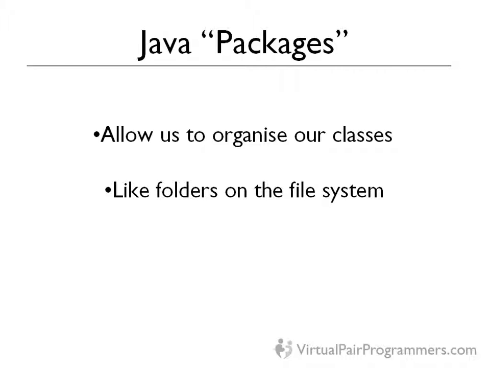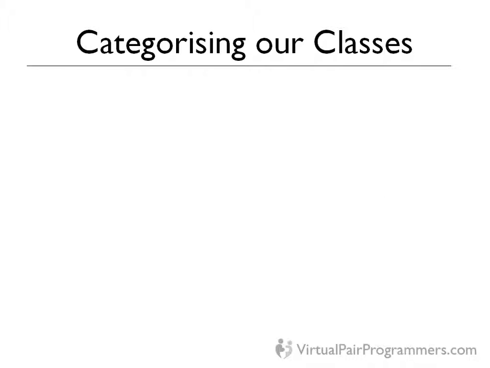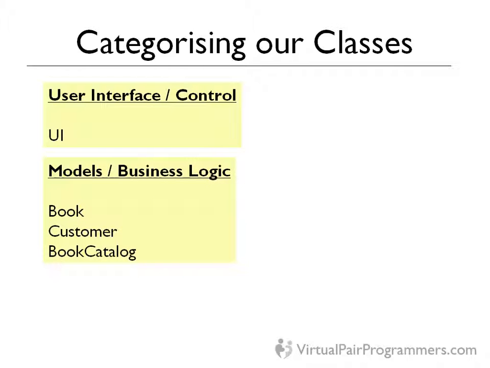The use of packages is important to create structure within a Java program. As we'll see, this can help bring clarity over what different objects do and make programming easier, especially in larger, more complex projects. The classes we've written currently do three functionally different things. We've got a UI class that manages the user interface. We've got a book, a customer, and a book catalog class, and I'm calling those our models because they model real-world objects that we can picture.